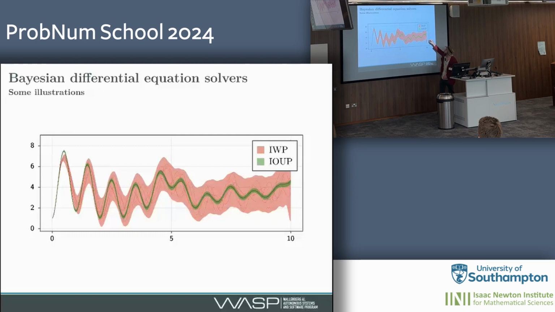I'm not sure how visible it is, but it's almost in the middle of the credible intervals for the integrated Ornstein-Uhlenbeck process. And so what we can deduce from this is that the prior matters a lot. The IWP is not too bad in this case in the sense that it's at least covering the area of the true solution. It's just unnecessarily uncertain, let's say. I guess Nathaniel is going to show you how to actually make plots like these later.